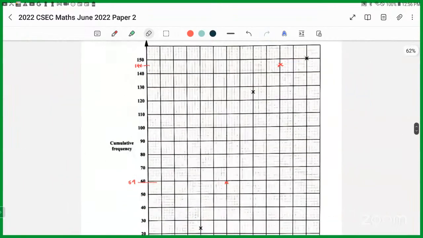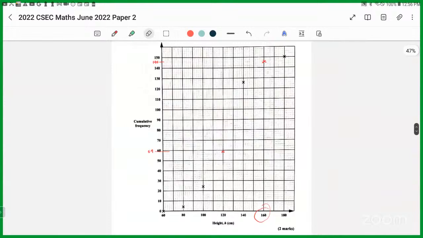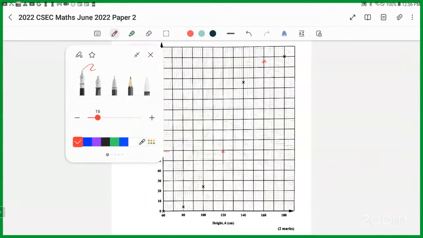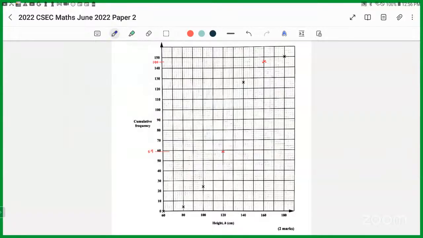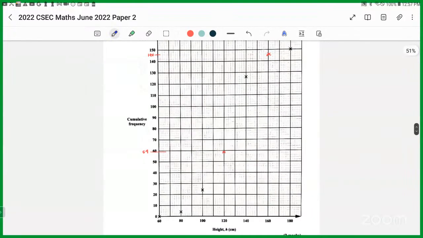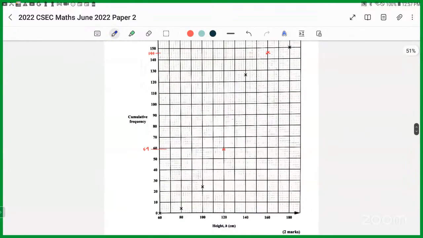That's it. And then you draw an ogive through those points. Smooth curve, do not put any straight edge ruler on it. Draw a best smooth curve through those points. Let me start drawing it. All right, so it's going to go like this. Now sketch it out first.